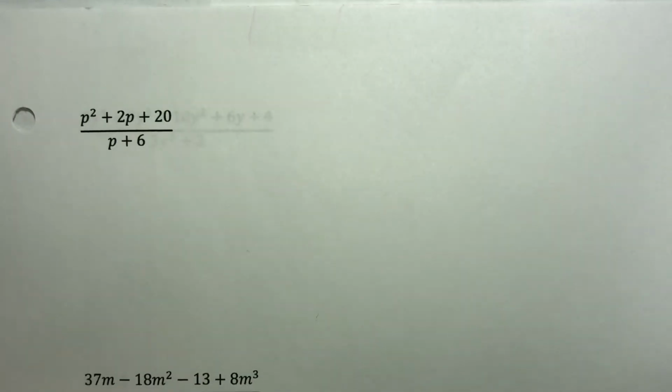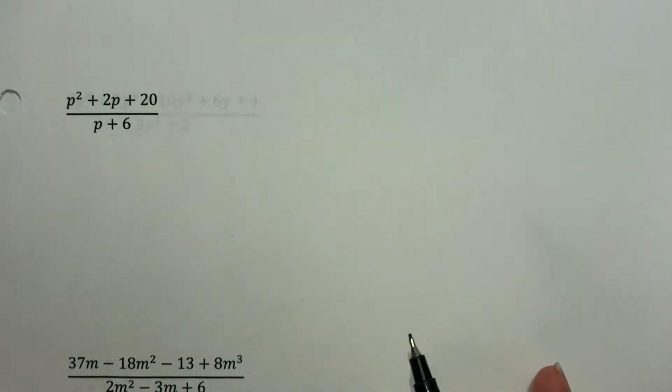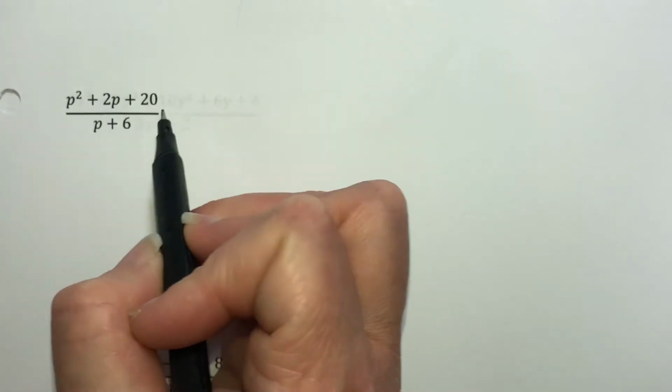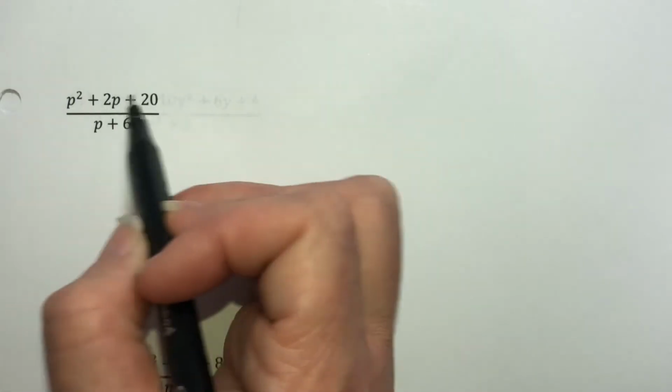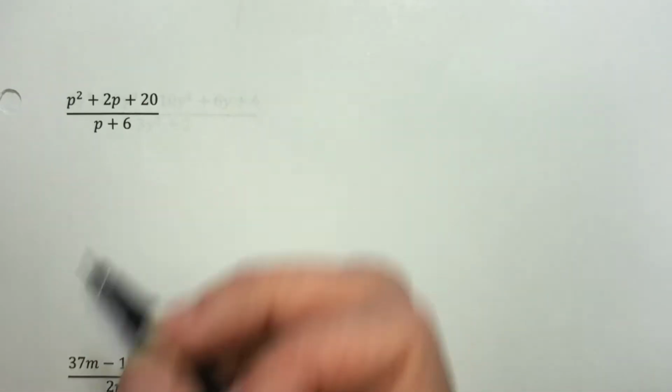This is part 3 of section 5.6. We are dividing fractions. So what we're doing here is we need to make sure that all of our terms are there and that they're in the right order. I have a square, a first power, a constant, it's in the right order, nothing was skipped over. A first power and a constant in the bottom, also good.